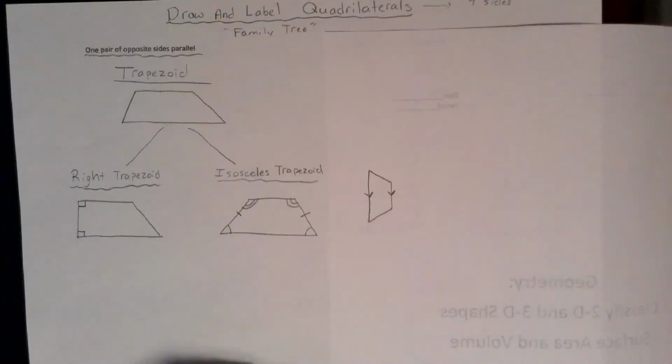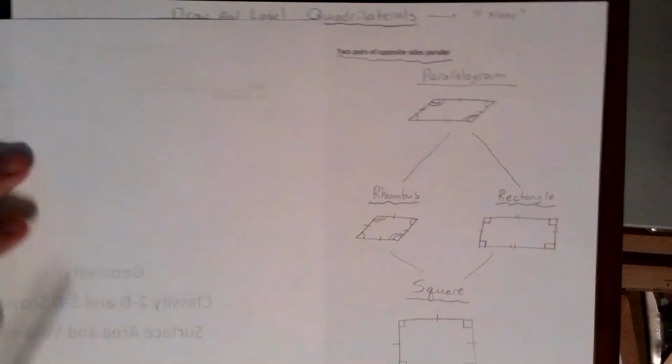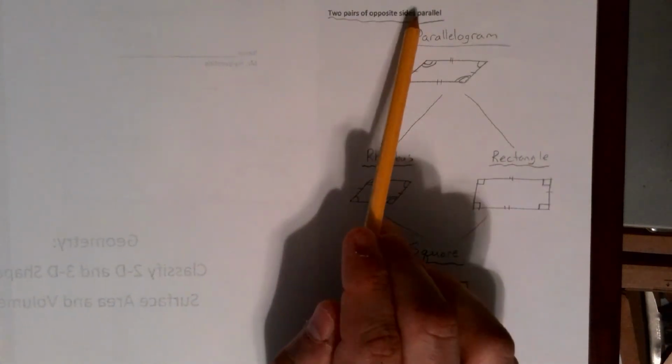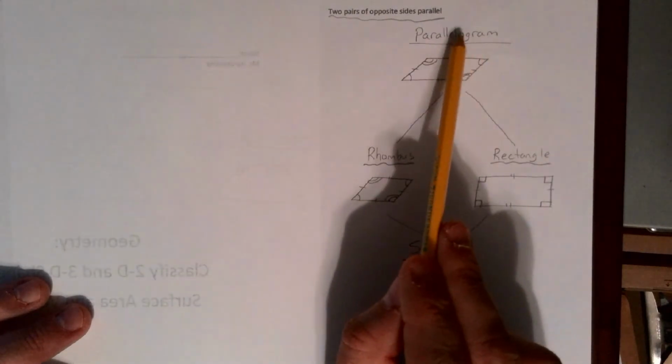The other main family we call the parallelogram family. And on this one, both pairs of opposite sides are parallel for all the parallelogram family, hence the name parallelogram. It has parallel right in it. So all of these are actually types of parallelograms here. The parallelogram has a few extra characteristics. It's a little bit different than the other ones.